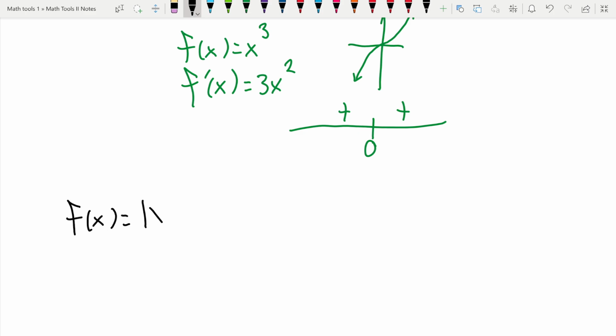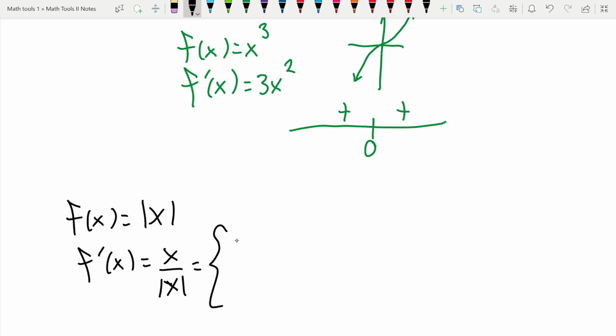So again, the function doesn't need to be differentiable at 0. So if you have something like the square root of the absolute value of x, right? The derivative of this is x over the absolute value of x, which is easier to see if you write it in piecewise form, which is just 1 if x is greater than 0 and -1 if x is less than 0. And if you actually look at the point 0, you'll see it's not differentiable at 0.